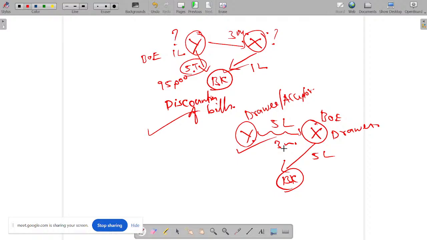Obviously, for this 3 months period, the bank might collect some nominal amount as commission. Probably for 1 to 5 lakh, let me have it as 5,000 itself. So for 1 lakh I have taken 5,000, and for 5 lakh also let me have it as 5,000. So how much will be paid to X now? 4 lakh and 95,000. After 3 months, when the due date comes, the bank will present this bill of exchange to Y and collect the 5 lakh amount from Y.